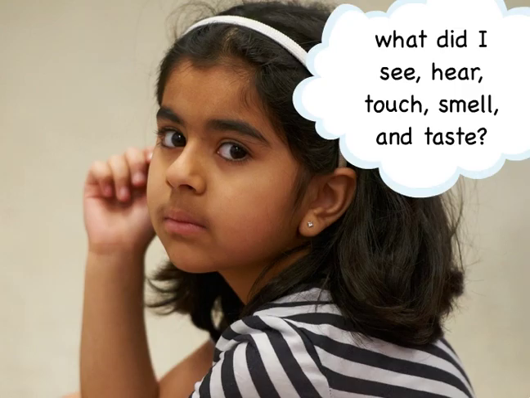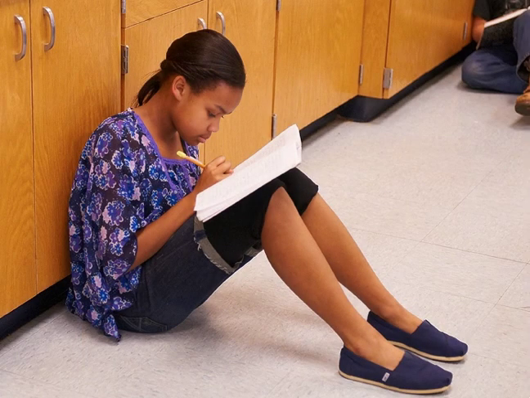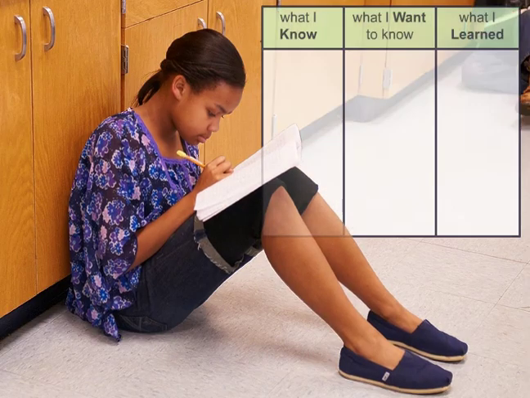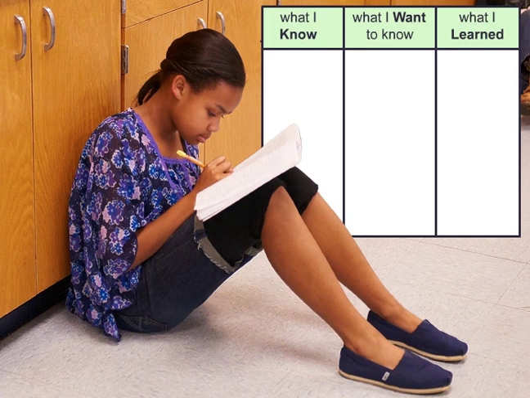For example, students in younger grades can imagine using their 5 senses to describe the sensory details of a piece of writing. What did I see, hear, touch, smell, and taste? In grades 2 through 6, students can complete a KWL chart to gather appropriate information: what I know, what I want to know, and what I learned.